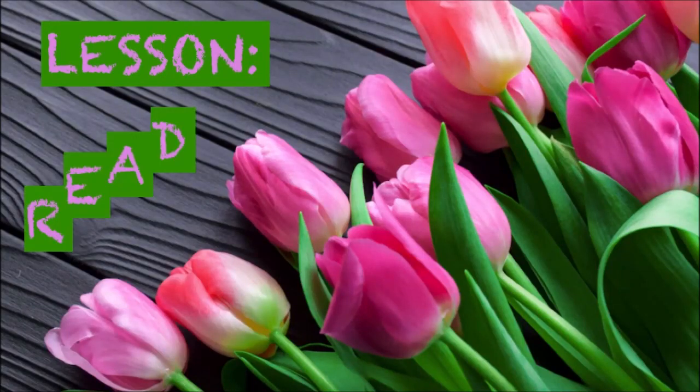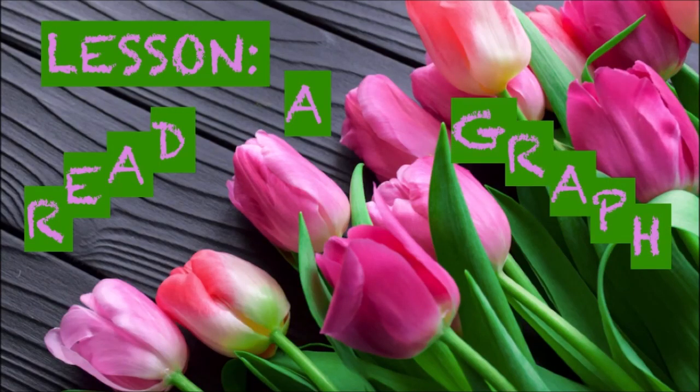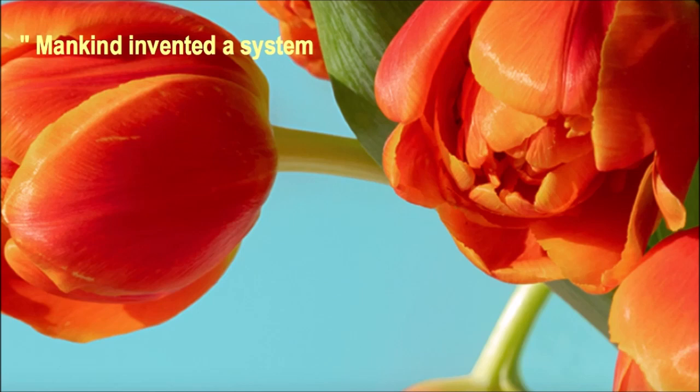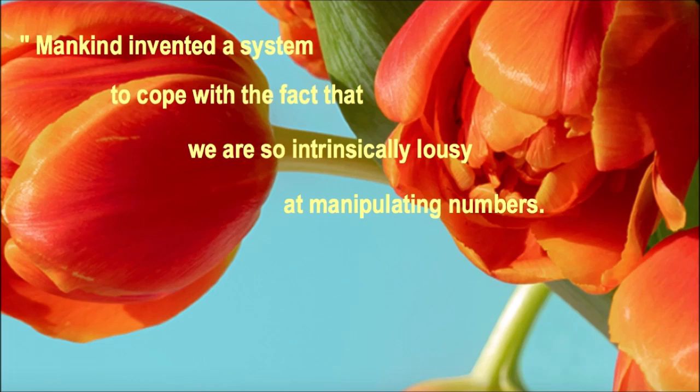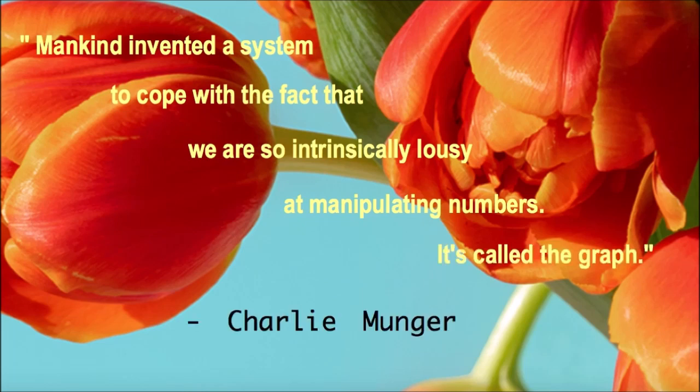Lesson: Read a graph. "Mankind invented a system to cope with the fact that we are so intrinsically lousy at manipulating numbers. It's called the graph." Charlie Munger.